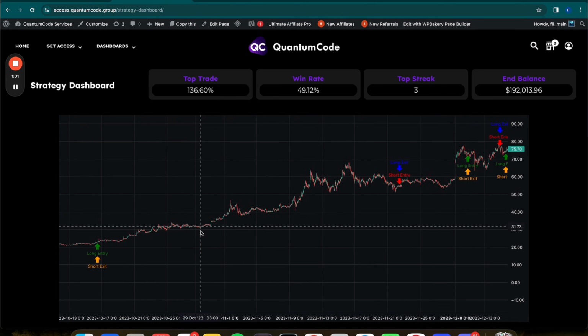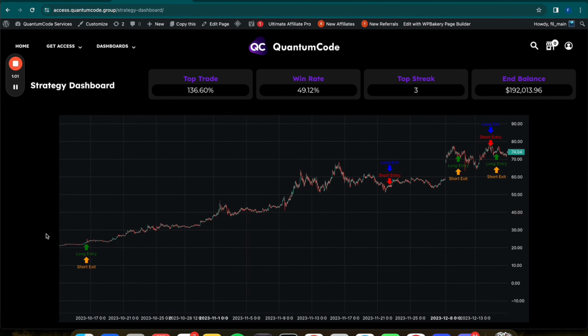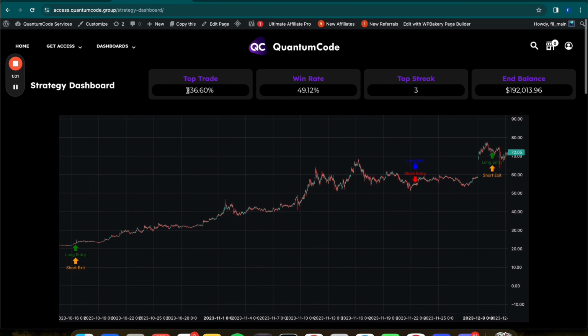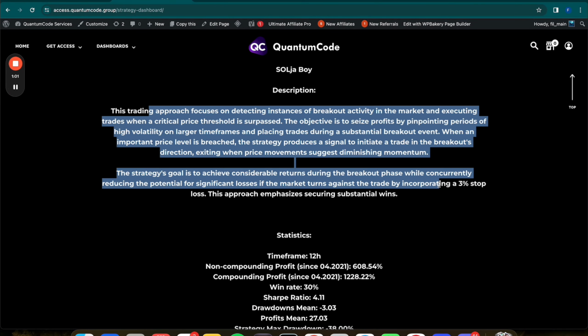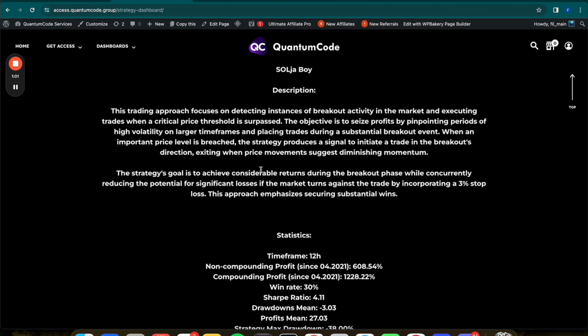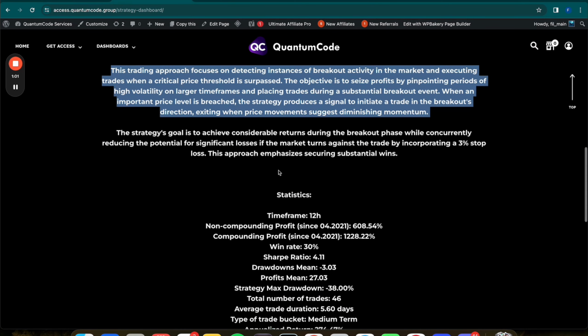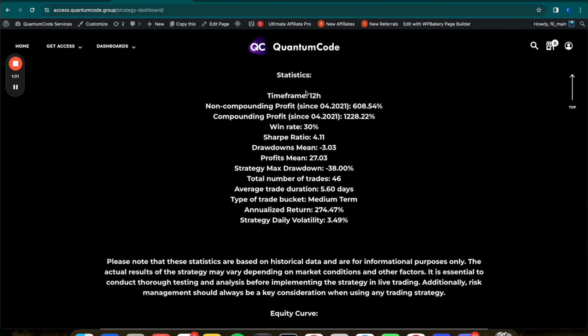So this is Solana, right? And it has great trades here. The largest trade on spot without leverage was 136%. So obviously it's good. We have some descriptions about it. What this does really is, it's a trend following strategy on Solana. It's based on a 12-hour time frame, so very high time frame. On average, we're in the trade for 6 days.